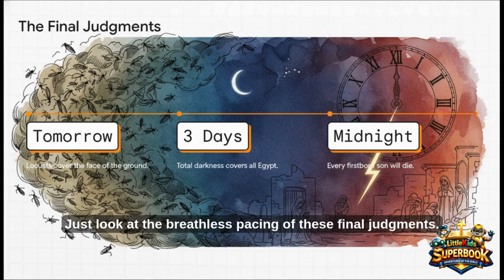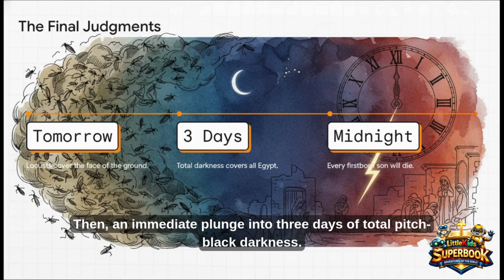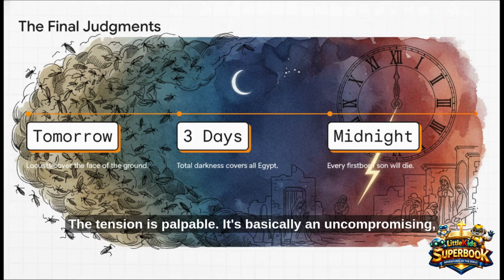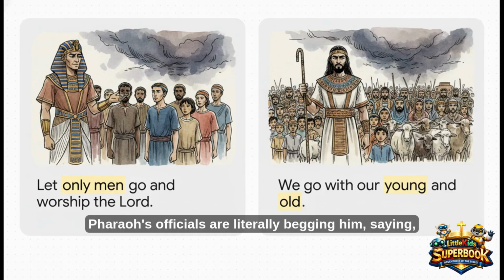Just look at the breathless pacing of these final judgments. Things escalate so fast. First, a looming threat of locusts arriving tomorrow. Then, an immediate plunge into 3 days of total pitch-black darkness. And finally, the terrifying countdown to a promised midnight strike. The tension is palpable. It's basically an uncompromising high-stakes negotiation right before the locusts invade. Pharaoh's officials are literally begging him, saying, "Do you not yet realize that Egypt is ruined?"